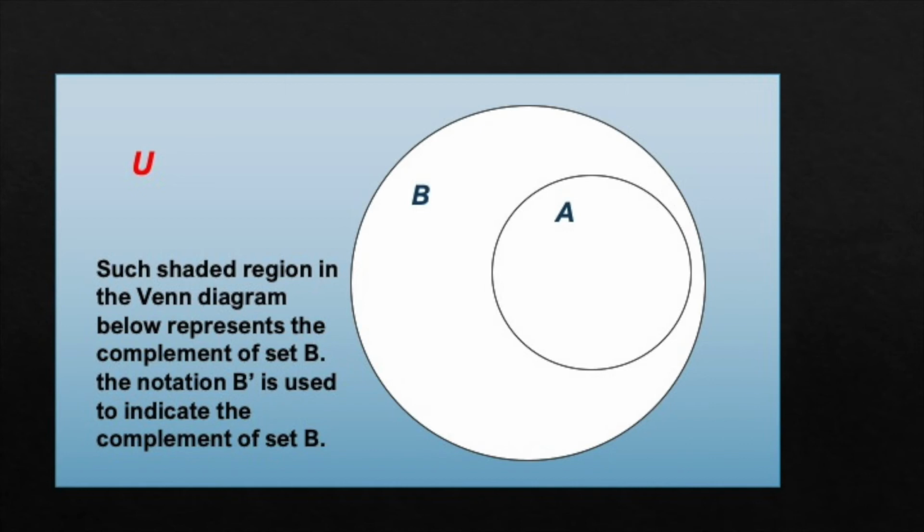Since all the games listed by Abby were also listed by Bobby, a circle labeled A is placed inside the circle labeled B. The shaded region in the universal set outside of set B represents the board games that were not listed by Abby and Bobby. Such shaded region in the Venn diagram below represents the complement of set B, and the notation B' is used to indicate the complement of set B.